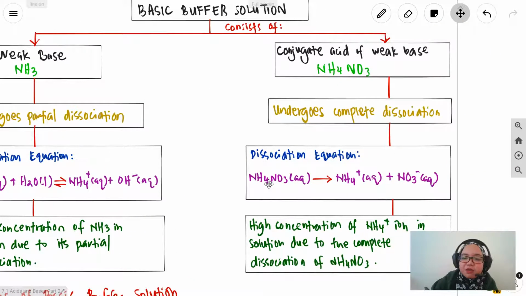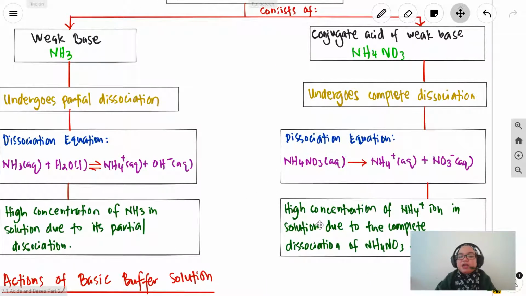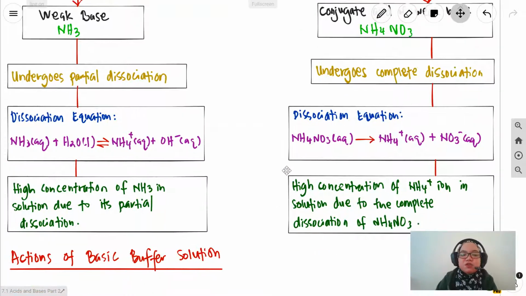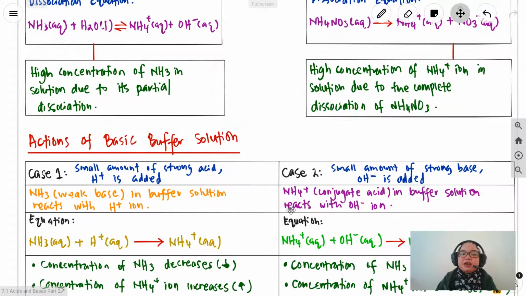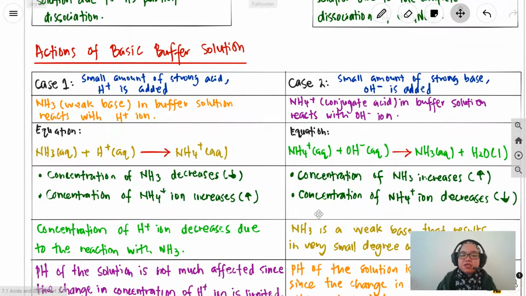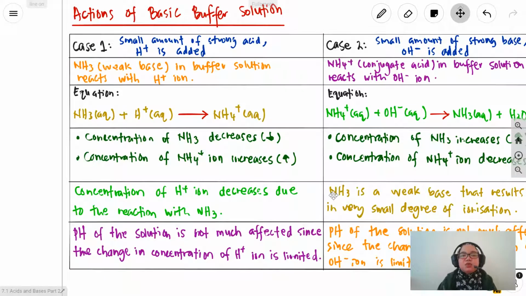However, for NH4NO3 salt or conjugate acid, it will undergo complete dissociation to form NH4+ aqueous and NO3- aqueous. Okay. So now it has a high concentration of NH4+ ion in the solution due to complete dissociation of NH4NO3. Okay. So same as acidic buffer solution, there are two cases for this basic buffer solution. The first case is when you add a small amount of strong acid, which is H+.